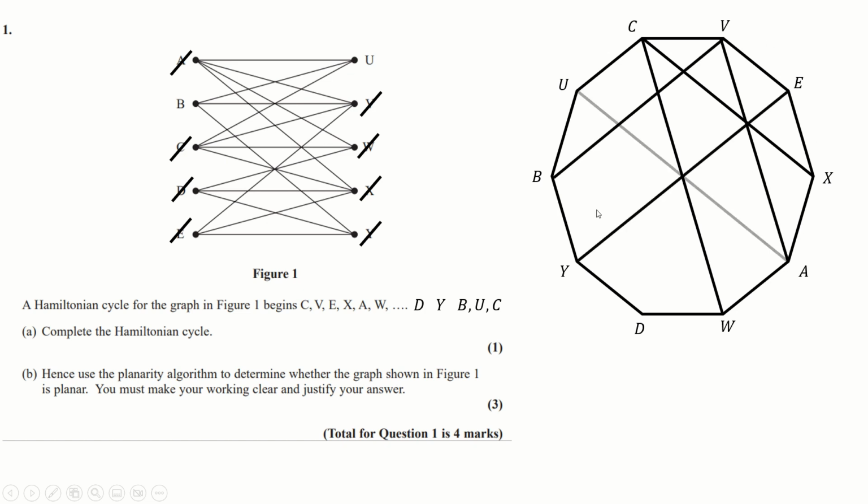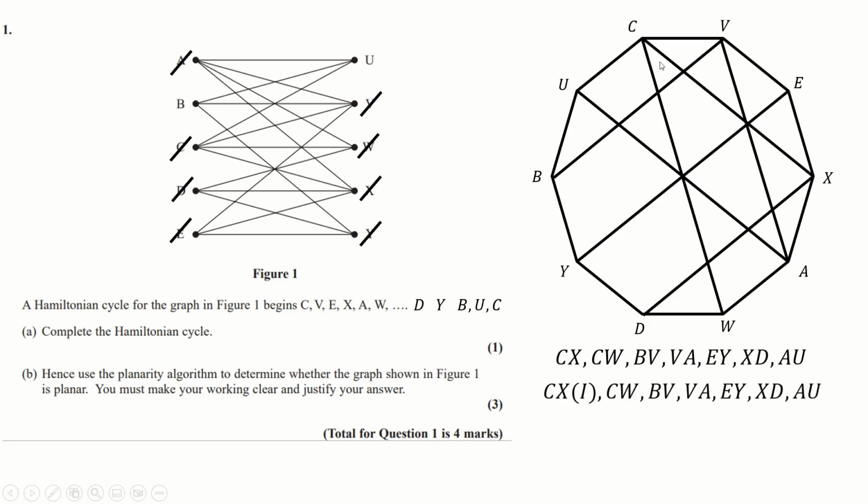I'll just do all of that, so I'll add on the edges that we haven't got. And then to decide whether this is planar, we just need to write down all the edges that are inside this shape, and then just pick one to say we'll keep that in the inside. So I just picked C to X. I said I'll keep that one on the inside. Anything that it crosses, which is V to B, V to A, and E to Y, all of those will now need to be moved to the outside.